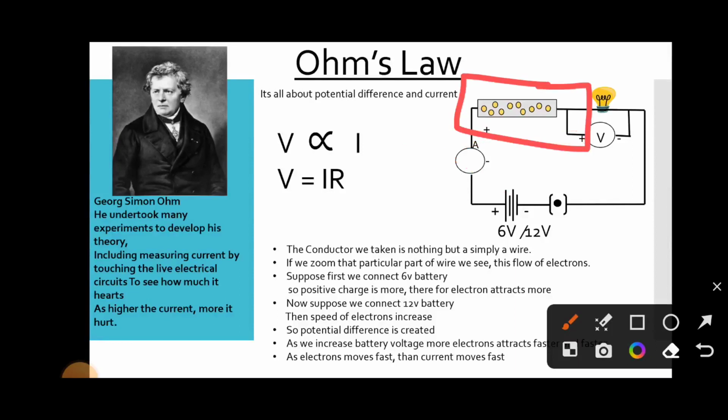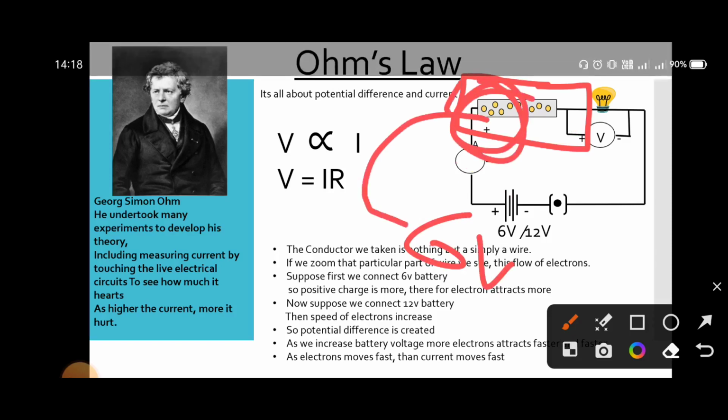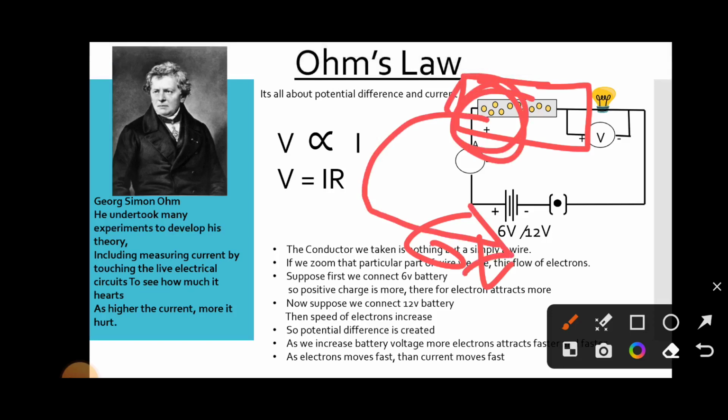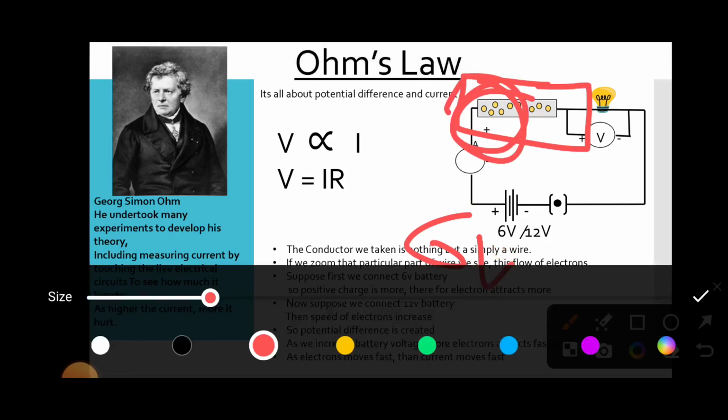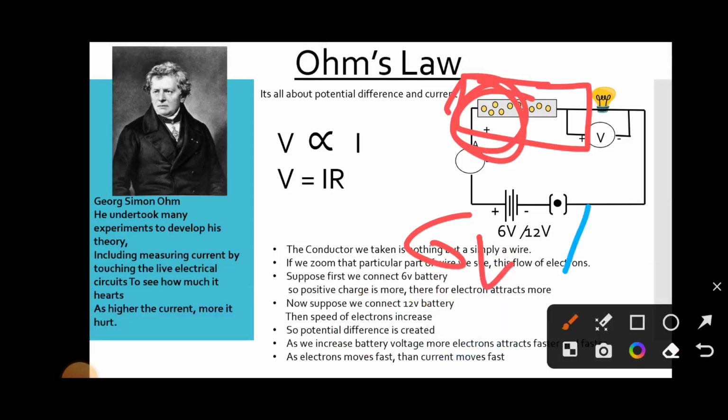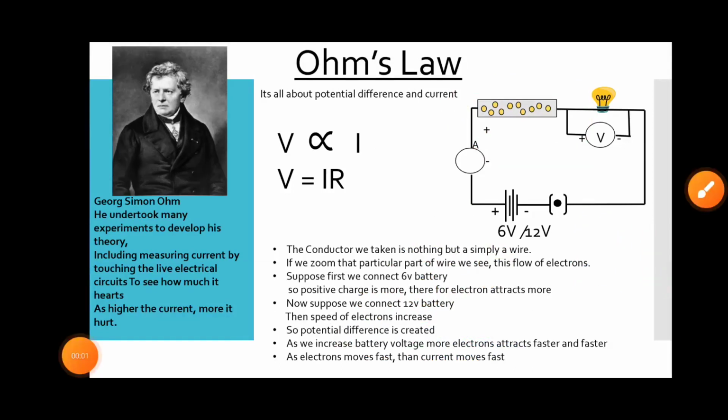Now suppose first we connected a 6 volt battery. So the positive charge is more. Therefore electrons from here are attracted towards the battery's positive terminal faster. Now suppose we change it to a 12 volt battery. Then the speed of the electrons increases. So the potential difference is created.